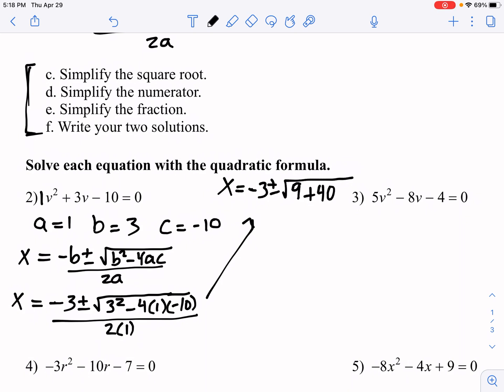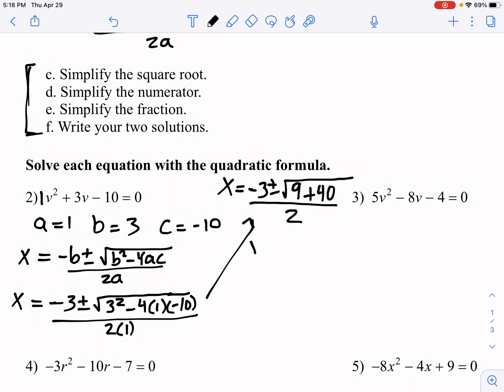Okay, so I would always just include that -4 and then multiply it through. And then if you get a positive, put plus that number. If you get a negative, put minus that number. Okay, all over 2a, which 2 times 1 would be 2. Okay, so let's just keep simplifying here.